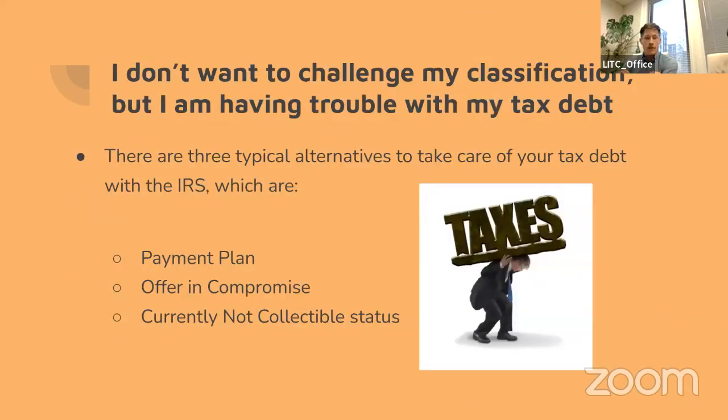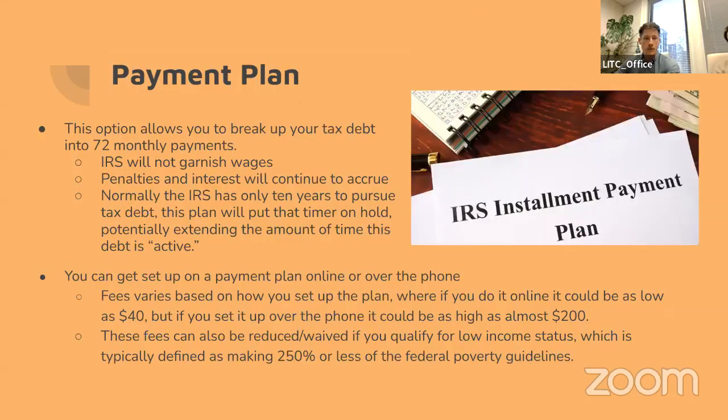Now, what happens if you don't necessarily want to challenge your classification, but you haven't been paying those taxes because you're a 1099 employee and you just weren't aware that nothing was being withheld? At the clinic here, we see a lot of clients, and the three most common solutions that we offer them in this situation are a payment plan, offer in compromise, or currently not collectible. So we'll go over those briefly now.